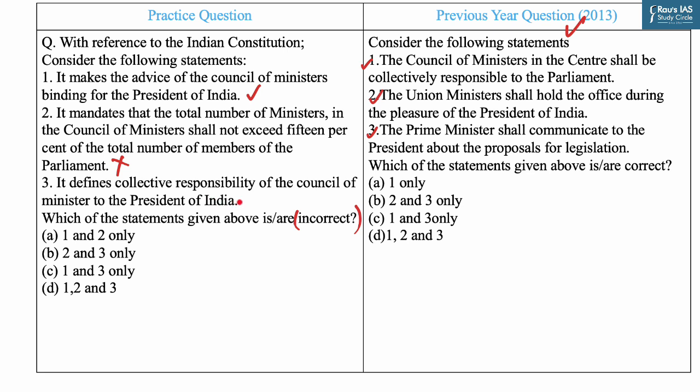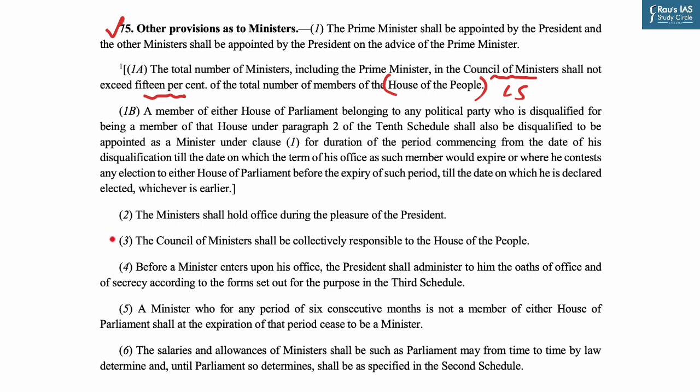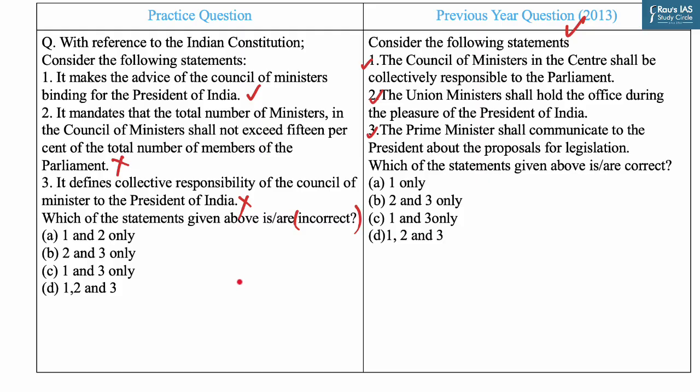Statement 3 says it defines collective responsibility of the Council of Ministers to the President of India. Now this is again an incorrect statement. As if you will look into Article 75 subclause 3, it says the Council of Ministers shall be collectively responsible to the House of the People and not to the President. So as you had to find the incorrect statements, our answer would be B, that is 2 and 3 only. Answer for this PYQ is B, that is 2 and 3 only.